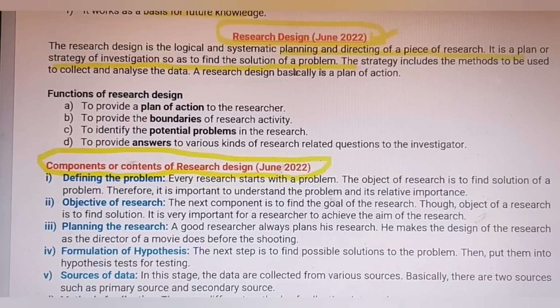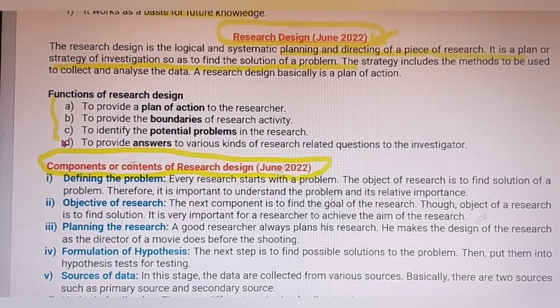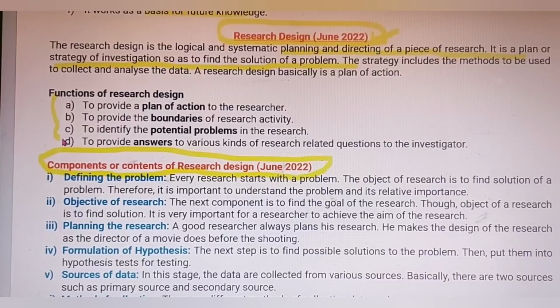Okay, and basically these are all the functions. I have written here 4 functions of research design. Like designing of clothes or designing of a room, the research also has a particular design which can be adopted by the researcher.